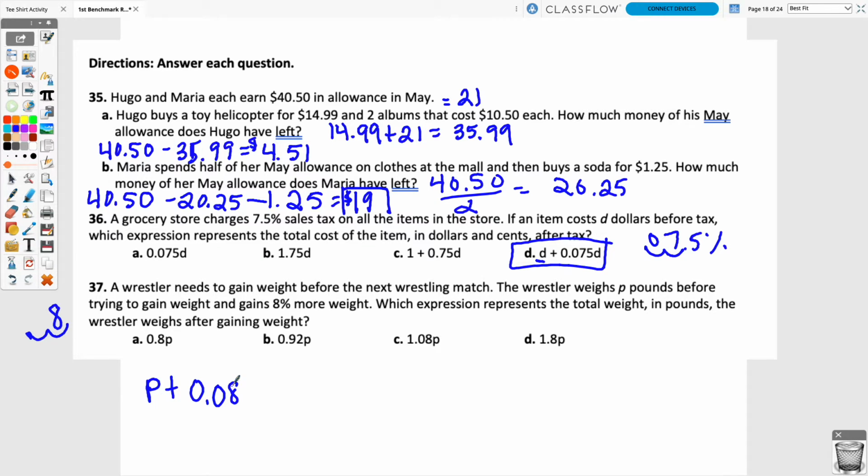So that word "of" in math means what? Multiply. So I'm multiplying 8% by the original P. So if that's my expression, I just need to figure out which one of these matches up with that. Are these like terms? Yes. Yeah, they both have that variable P. What is the understood coefficient for this first P? One. Okay. So 1P plus 0.08P would give me what? 1.08P. So C would be our expression for this one.